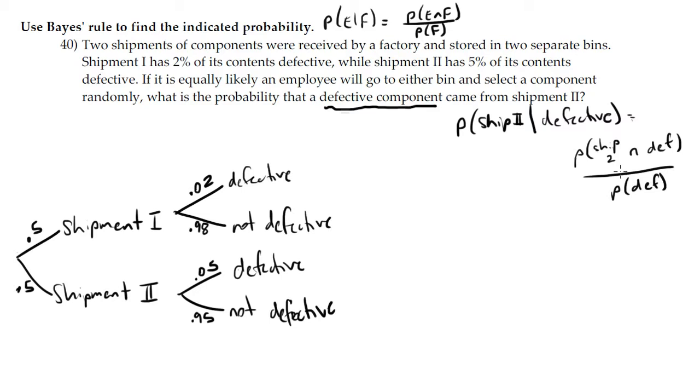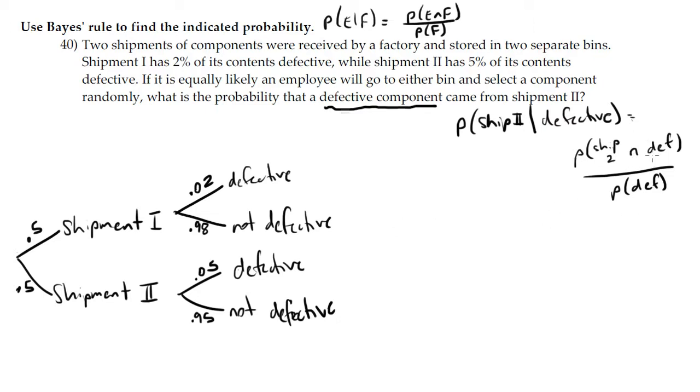That's the same formula that we're using here, right? Probability it comes from shipment 2 and it's defective over all of the defective products. What's the probability it comes from shipment 2 given that it's a defective product? Out of all the defective products, how many of them came from shipment 2? That's kind of what we're thinking. What's the probability it came from shipment 2?